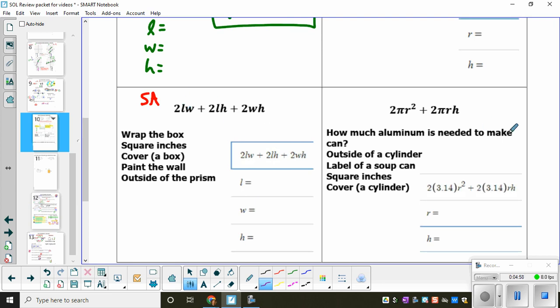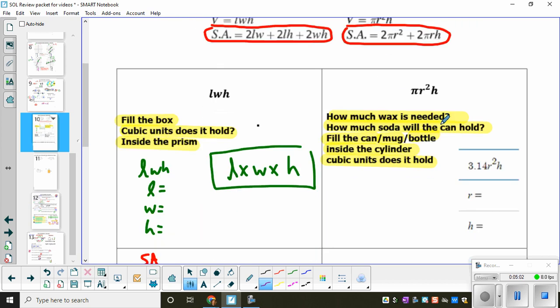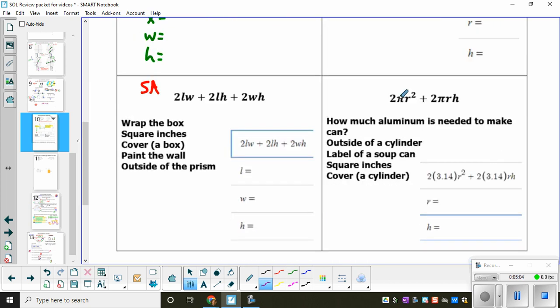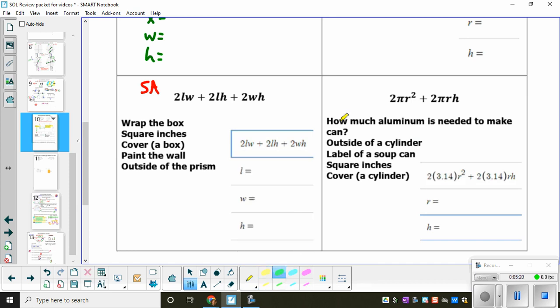And last but not least, when we're trying to cover up this cylinder, friendly reminder in Desmos that anytime you see the pi symbol, you want to use 3.14. So we've got 2 pi r squared plus 2 pi rh, and this is the formula for how to cover up the cylinder. And it asks, again, how much aluminum is needed to make a can. That would be a surface area question. How much aluminum is needed to make a can?